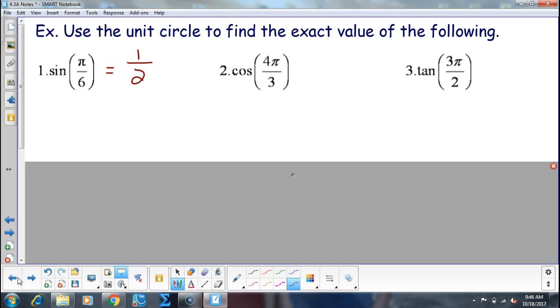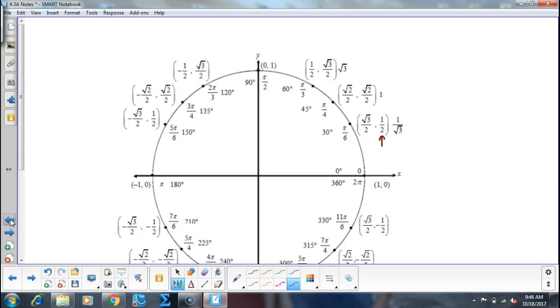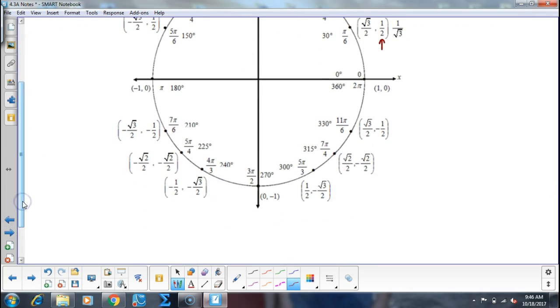All right? So the cosine of 4 pi over 3. 4 pi over 3 is down here. So the cosine of 4 pi over 3 is going to be the x value, right? At 4 pi over 3, so I get negative 1/2.